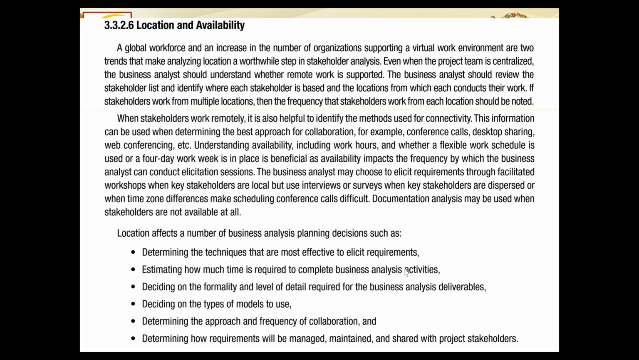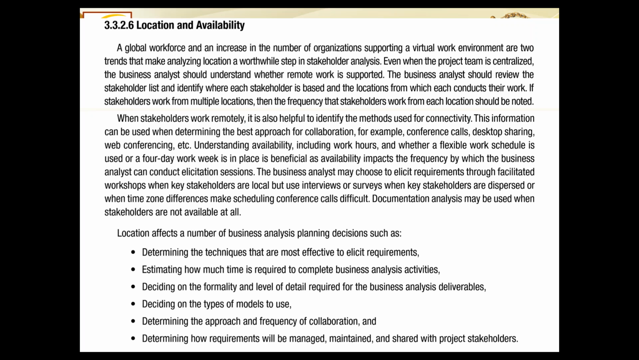Location and availability. Global workforce and an increase in the number of organizations supporting a virtual work network environment are two trends that may make analyzing location a worthwhile step in stakeholder analysis. We do understand this is a global fact now that there are virtual teams. People are not always co-located. Sometimes they are on the same location, sometimes they are not. Then their availability: they may not be available physically, but online they can be made available. Or there could be certain jobs where we need to have physical availability of a person.